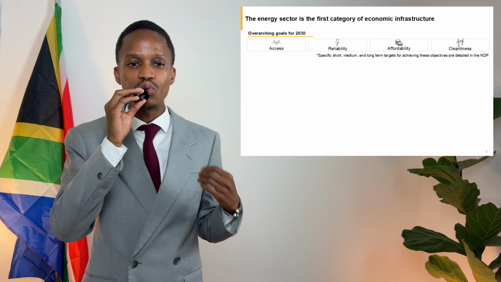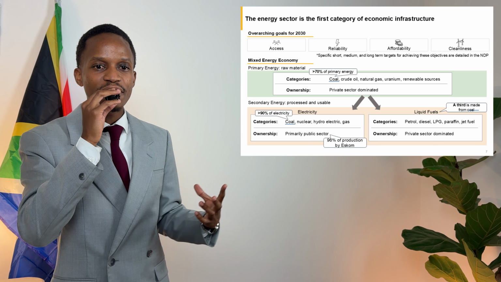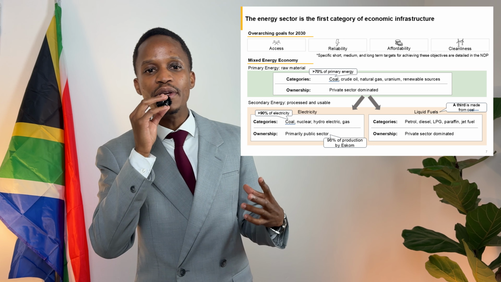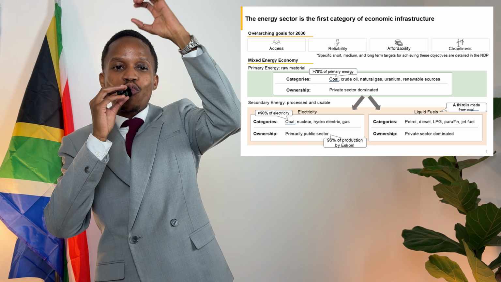The key areas of the energy system or ecosystem in South Africa can be thought of as a pyramid, with primary energy or raw material for making energy at the top of the pyramid and feeding into the production of 2 categories of secondary energy, the first being electricity and the second being liquid fuels. Of the primary energy that feeds into making electricity and liquid fuels, 70% of it was coal.